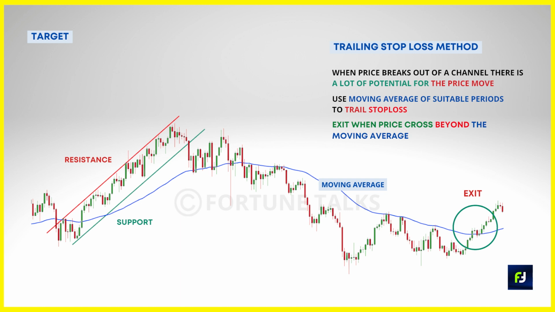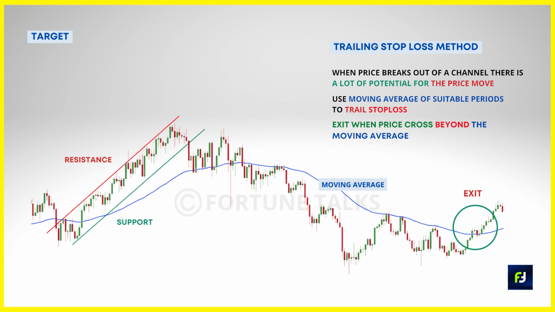Now, the other method is to use a trailing stop loss using moving averages of different periods depending on the type of trading style that you follow. The central idea of this concept is that when a price breakout or breakdown forms a channel or simply a consolidation, there is a good chance that the trend will continue for a longer period, and you can benefit enormously if you trail your stop loss.